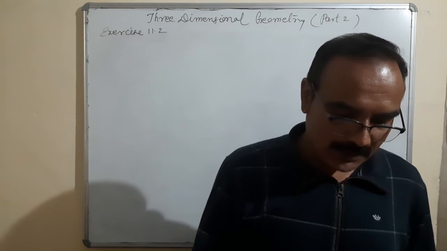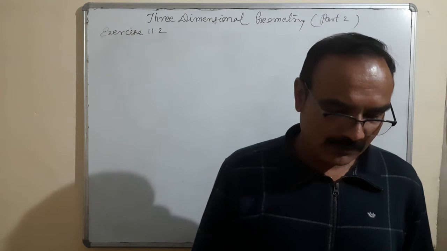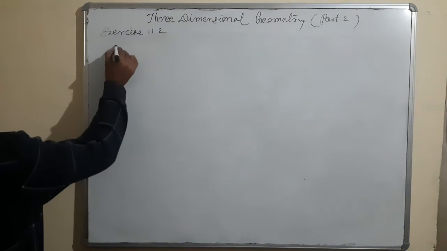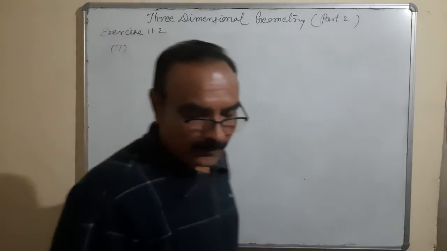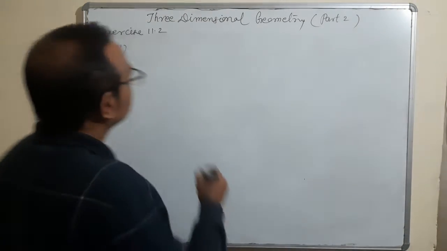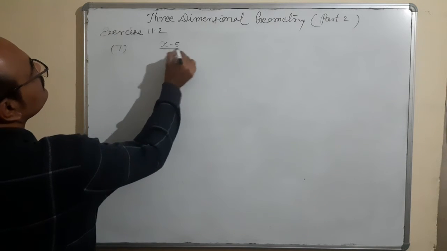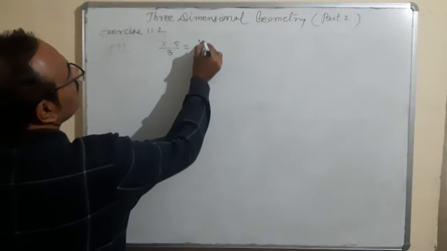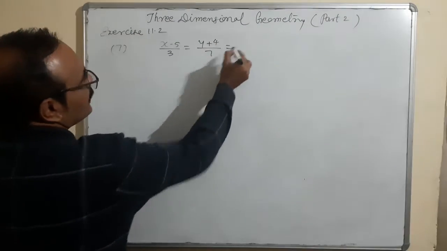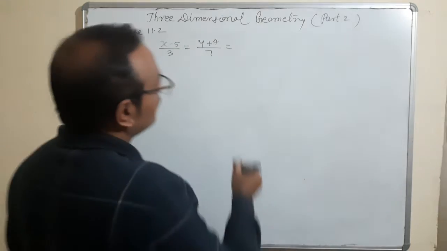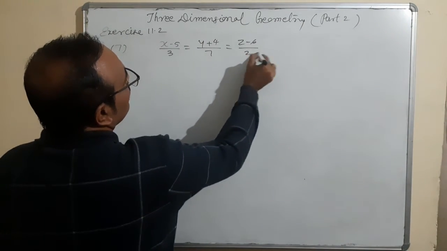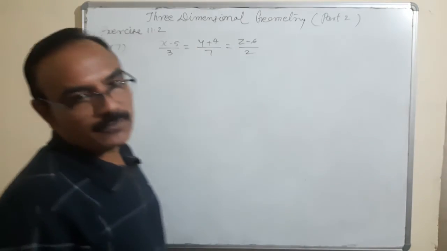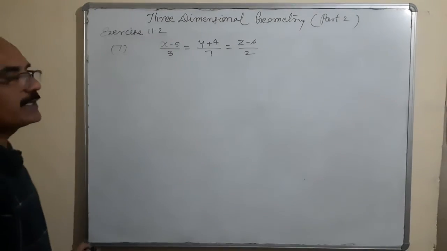Seventh question, the Cartesian equation of a line is given, write in its vector form. Simply we can write it. Seventh question, x minus 5 upon 3 is equal to y plus 4 upon 7 is equal to z minus 6 upon 2. And in the question they are asking that Cartesian is given, write its vector form. Okay, we are writing in the vector form.